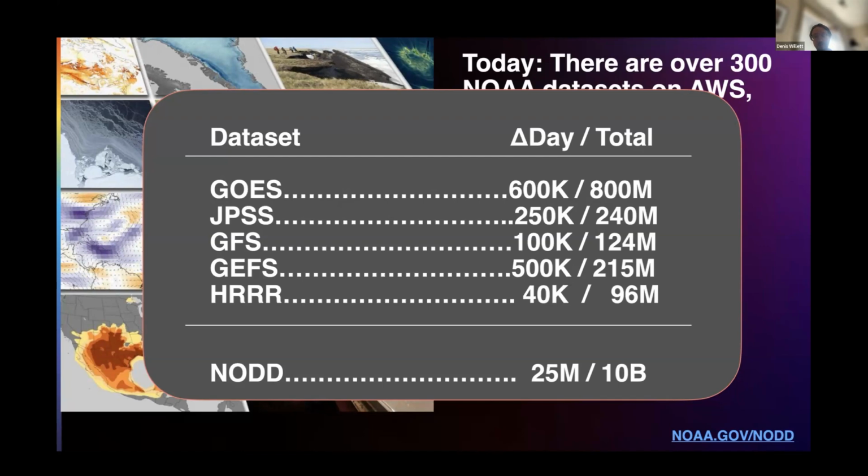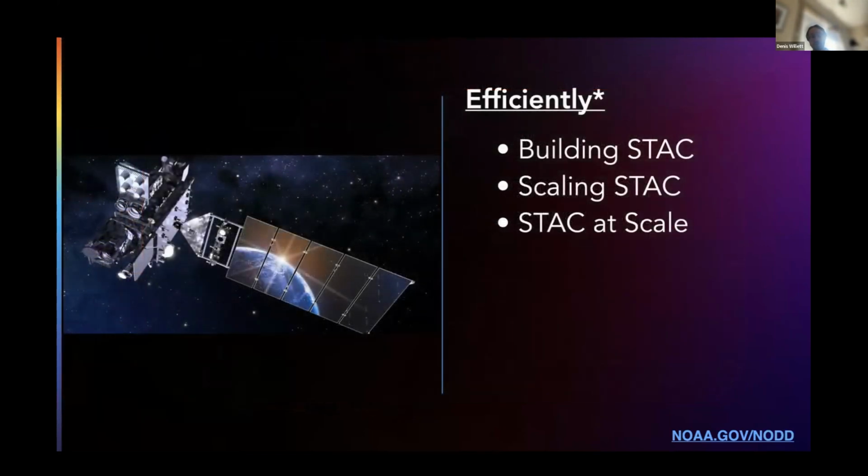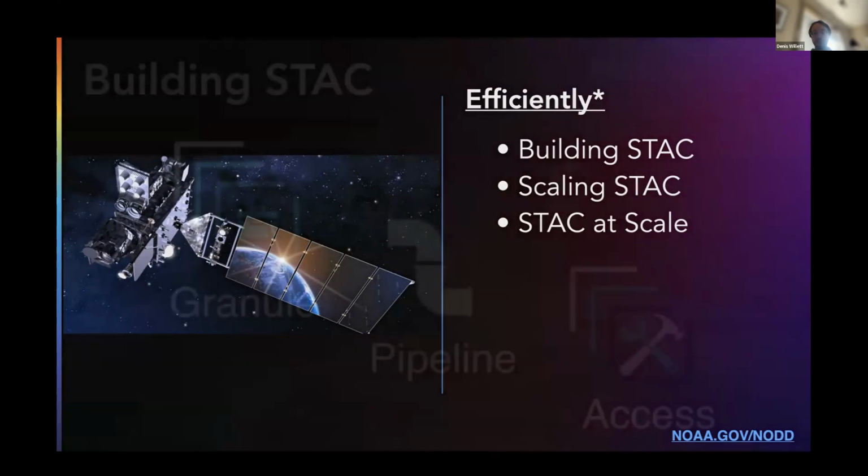You can look at some of the daily changes in holdings for some of these other data sets, but currently we receive approximately 25 million new objects a day on NODD, and we manage over 10 billion objects across all three cloud service providers currently. So when we think about how we actually put this infrastructure in place, we want it to scale to this level. And so we've been working over the past couple months to think about how we build STAC, scale STAC, and then actually serve the ability to search for these data at scale.